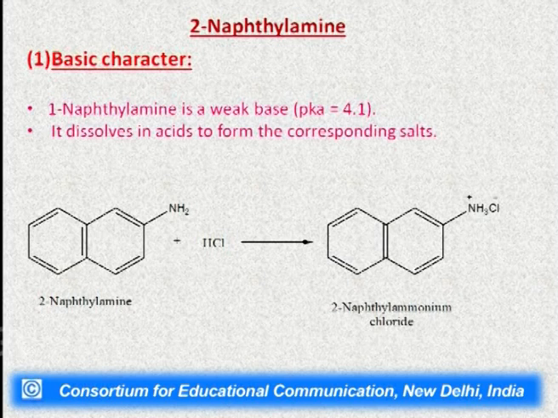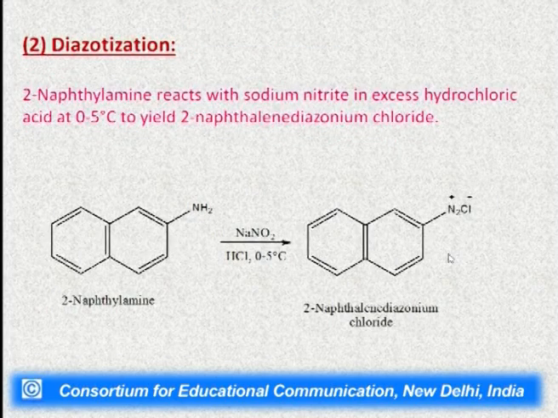Then comes the second amino derivative of naphthalene, which is called 2-naphthylamine, or it can also be called beta-naphthylamine. It is also basic in character with a pKa value of 4.1. It also dissolves in acid to form the corresponding salt. Since it is basic in nature, it reacts with mineral acids like hydrochloric acid. It will form 2-naphthyl ammonium chloride. This salt is formed in this reaction.